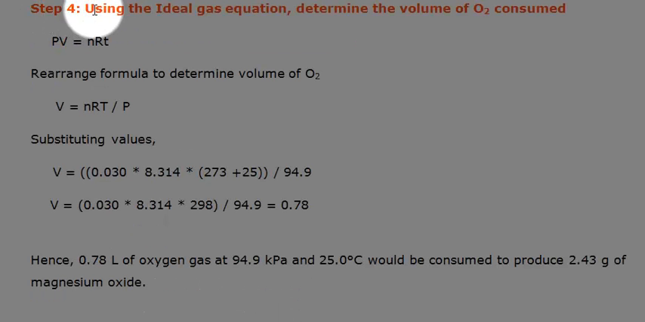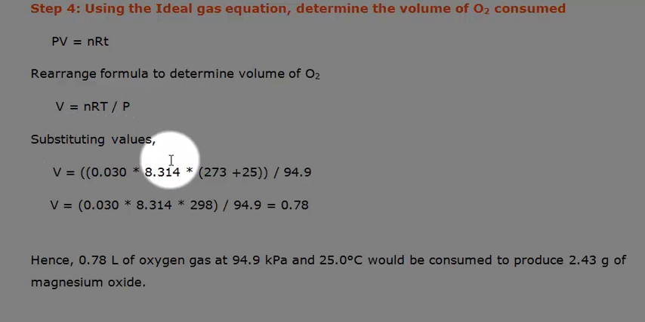Step 4. Using the ideal gas equation, determine the volume of oxygen consumed. Now the ideal gas equation is PV equals nRT. Since we have to determine the volume of oxygen consumed, we need to rearrange the formula. The rearranged formula is V equals nRT divided by P.